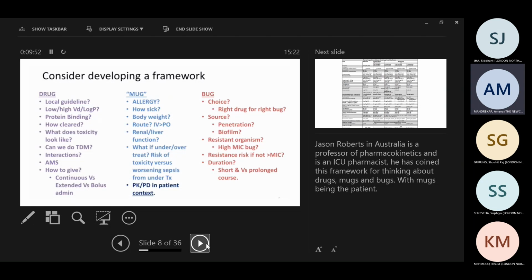So we can have a local guideline that advises you on what to dose and how to dose it. And you look at things like: does it have a low or high volume of distribution? Is it highly protein bound? How is it cleared? What does toxicity look like and what do we look for? Can we do TDM?